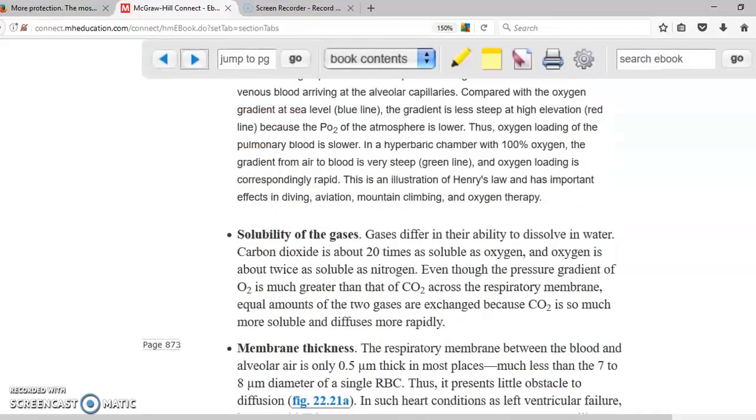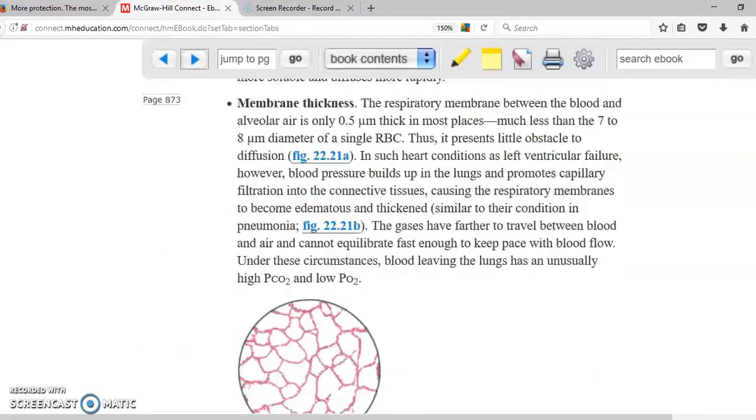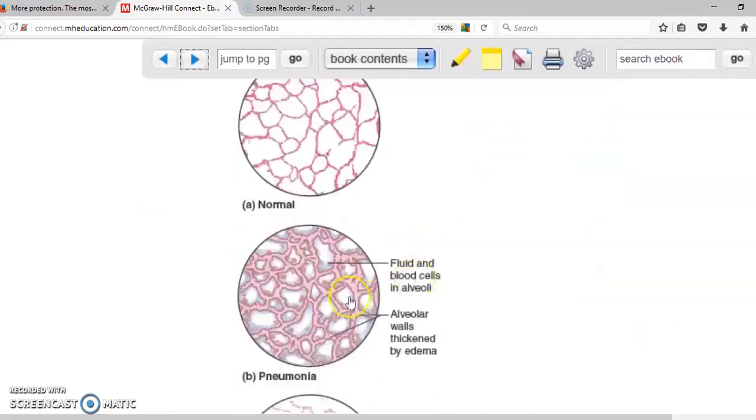If we keep scrolling down, what else affects that? Solubility of the gases. Some gases are more soluble than others. For example, carbon dioxide is more soluble than oxygen, but there's more pressure of oxygen, so at the end the exchange is more or less the same. Membrane thickness: obviously if the membrane is thicker, like in this case, the gas exchange is going to be slower when compared to this one.